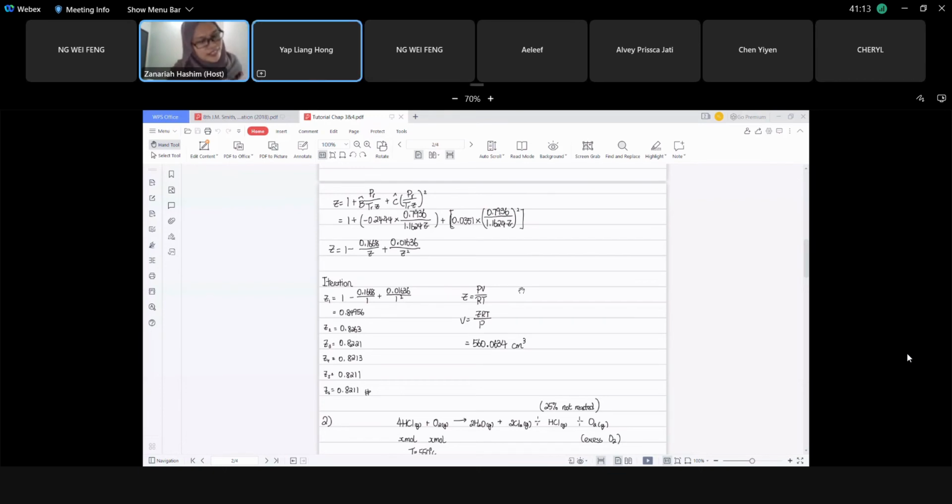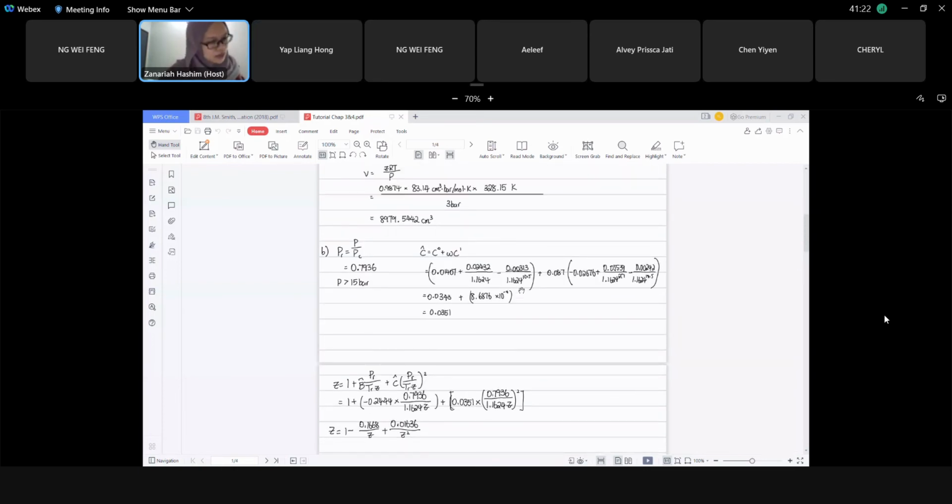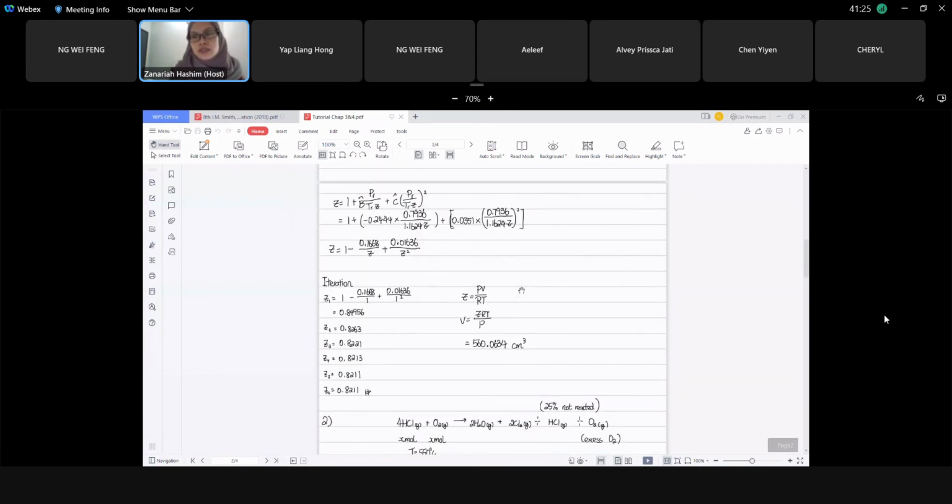Because I solved using the Lee Kessler actually, so I don't have the values for using the third virial, but your answer is actually very close to Lee Kessler lah. Okay, so if you use the Lee Kessler, your Z will be 0.8814.